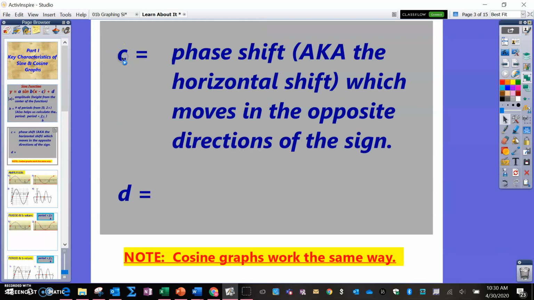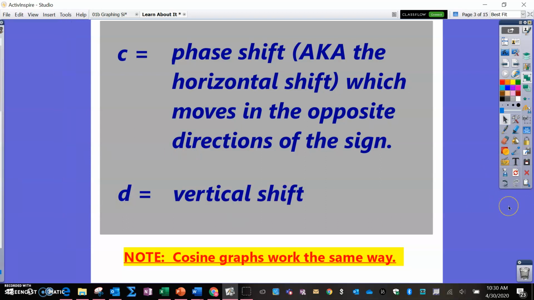Okay, next we have our C, which is called the phase shift. It's the same thing as your horizontal shift, which moves in the opposite direction that we are used to seeing, just like all other functions. And lastly, D is our vertical shift. Okay, cosine graphs work the same exact way. They are really no different, except you will see a cosine instead of a sine.